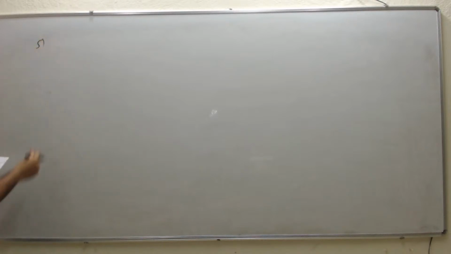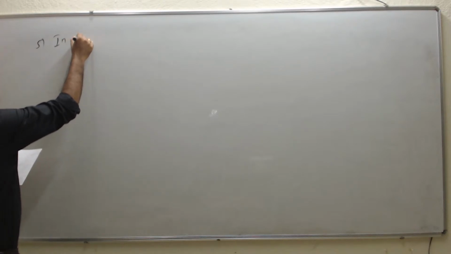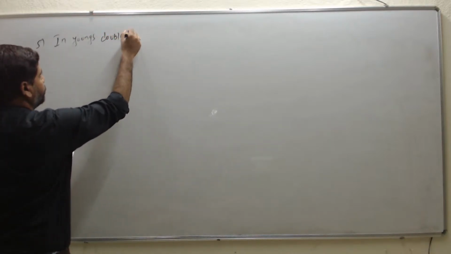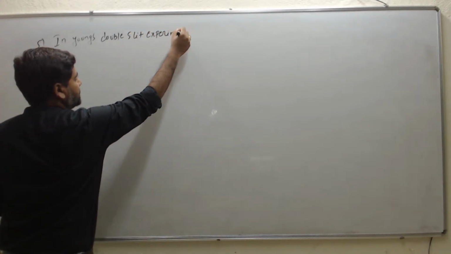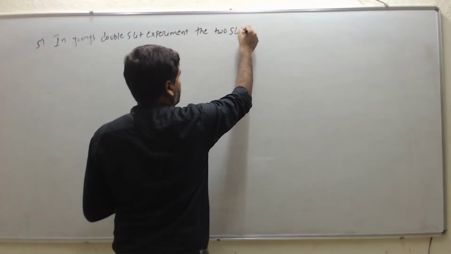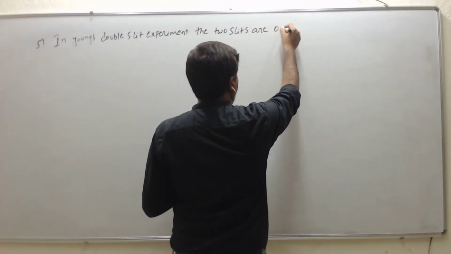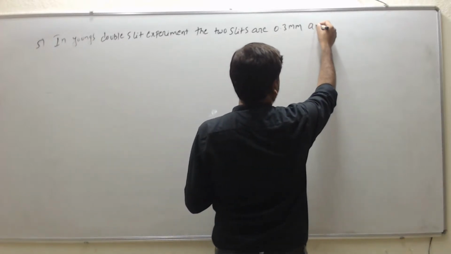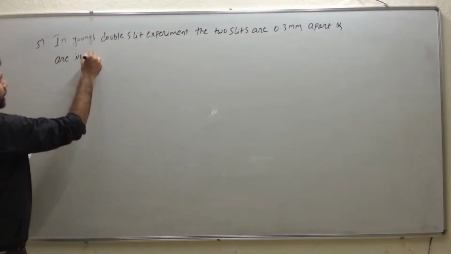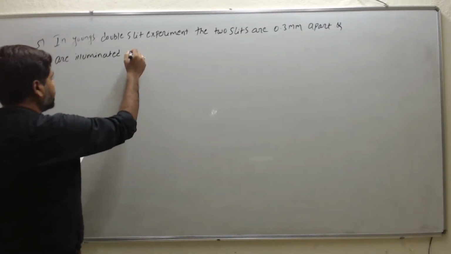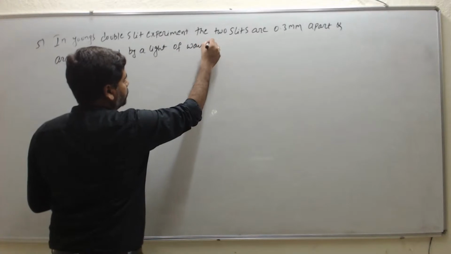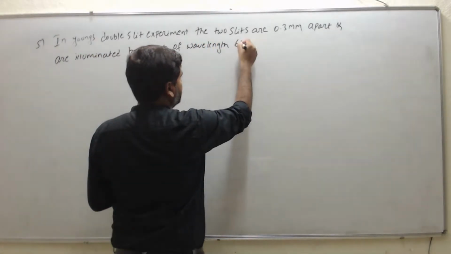So next, fifth question. Here in Young's double slit experiment, the two slits are 0.3 millimeter apart and are illuminated by a light of wavelength 650 nanometer.